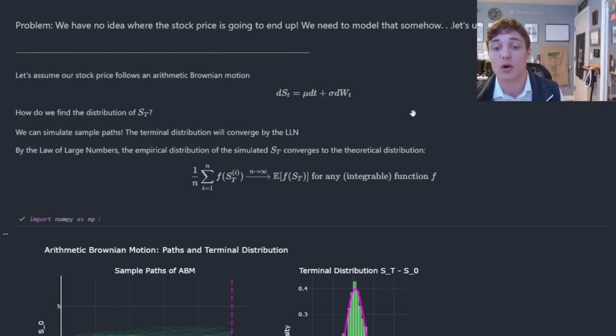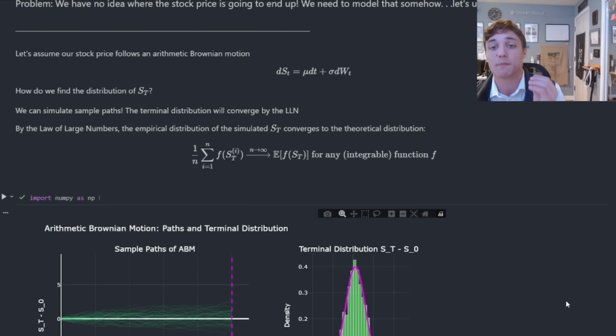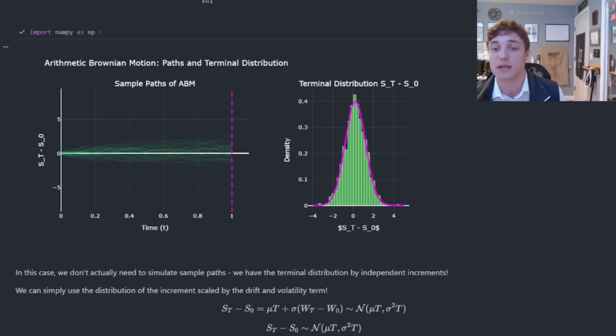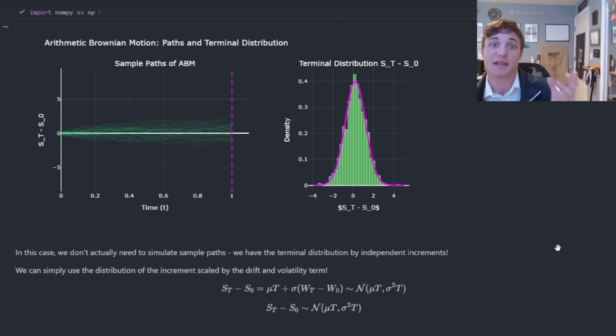And we know what about Brownian motion? We know the distribution at every step of the sample path thanks to the independent increments. This is just an affine transformation. That means we know every single step in the arithmetic Brownian motion sample path is going to follow a normal distribution with a shifted mean and a scaled variance.